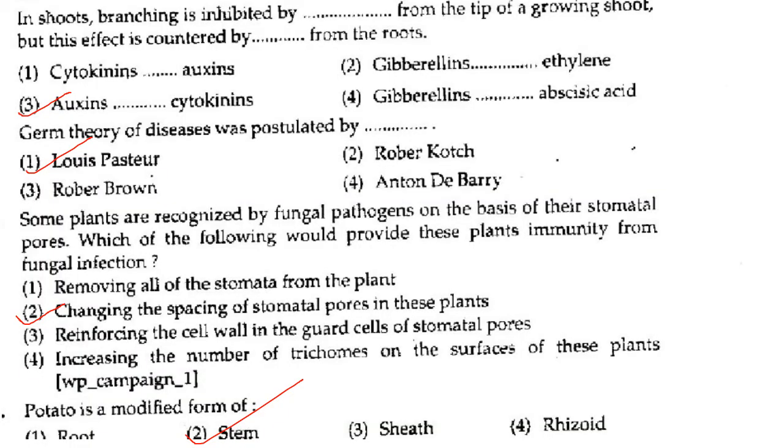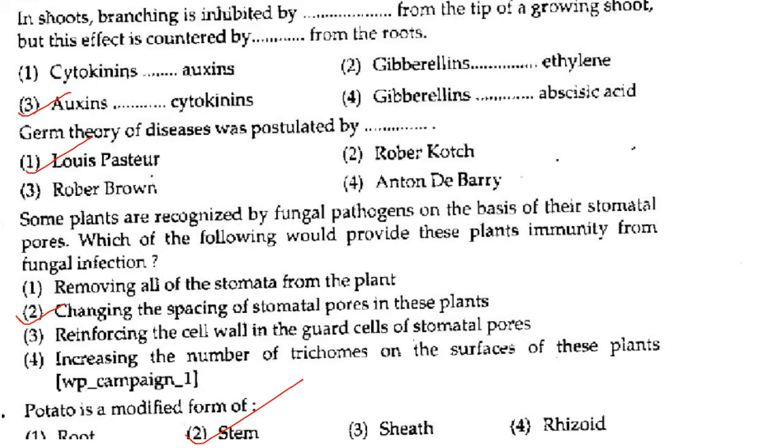Next one, in shoots branching is inhibited by dash from the tip of a growing shoot, but this effect is countered by dash from the roots. Options are: 1 cytokinins, auxins; 2 gibberellins, ethylene; 3 auxin, cytokinins; 4 gibberellins, abscisic acid. Answer is option 3, auxin, cytokinins. Germ theory of disease was postulated by: option 1 Louis Pasteur, 2 Robert Koch, 3 Robert Brown, 4 Anton De Bary. Answer is option 1 Louis Pasteur.